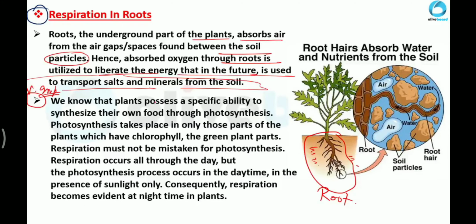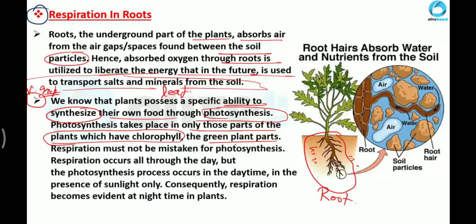We know, from what I said in our earlier slide, that plants possess a specific ability to synthesize their food through photosynthesis. Now, photosynthesis takes place in only those parts of the plants which have chlorophyll. That is the leaf. The leaf has chlorophyll, and stomata are there. So in a leaf the photosynthesis process occurs, and the plants prepare their own food. So photosynthesis takes place only in those parts of the plants which have chlorophyll, the green plant parts.